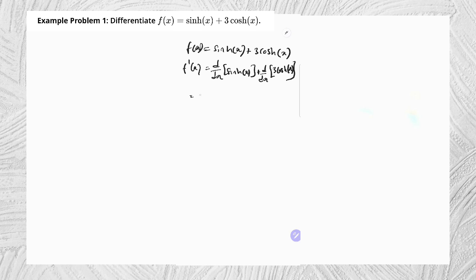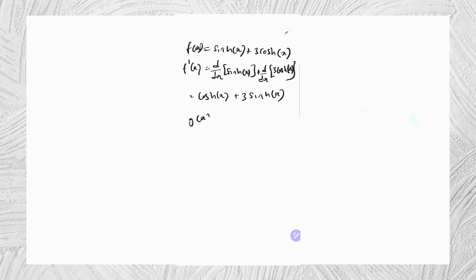So when you differentiate sinh of x, you get cosh of x. And when you differentiate 3 d/dx of cosh of x, you get 3 sinh of x. So your final answer will be cosh of x plus 3 sinh of x.